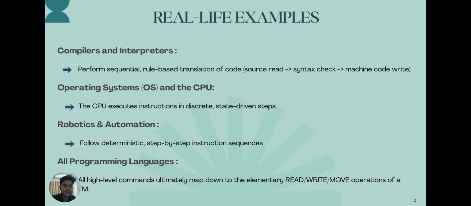As for real life examples, we can use the Turing machine in compilers and interpreters. In this case, the Turing machine performs sequential rule-based translation of code. In operating systems and the CPU, the CPU executes instructions in discrete, state-driven steps. Robotics and automation follow deterministic step-by-step instruction sequences. For all programming languages, all high-level commands ultimately map down to the elementary read, write, move operations of a Turing machine.